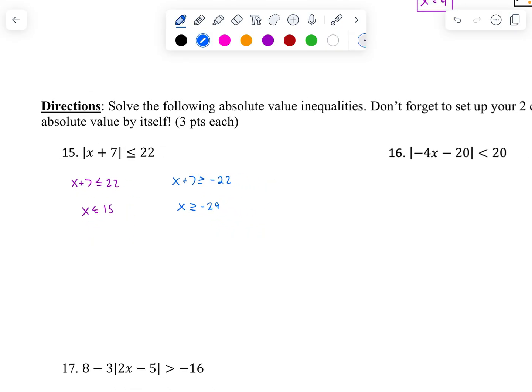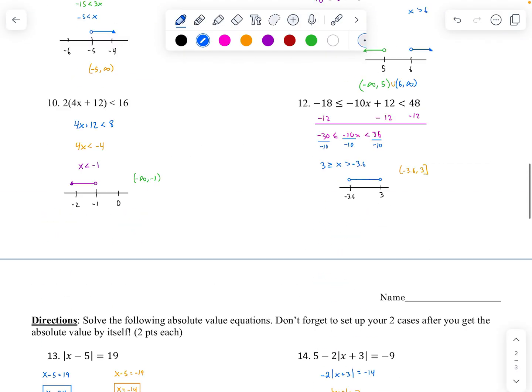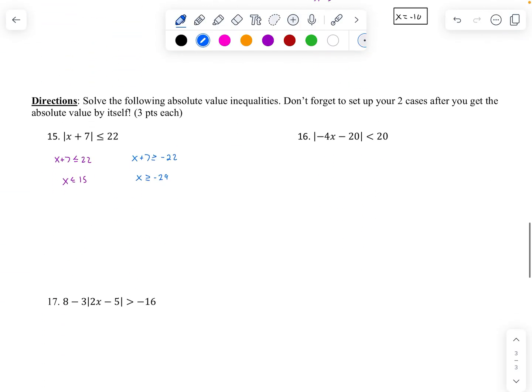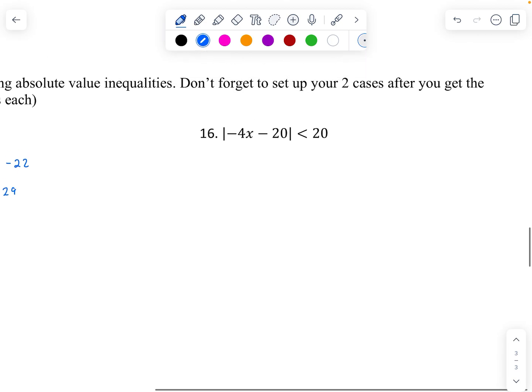And you can put these on a number line and in inequality notation, or on a number line and in interval notation as well. But since we already did that up here, I'm not going to talk about that again right here. Let's go to 16.